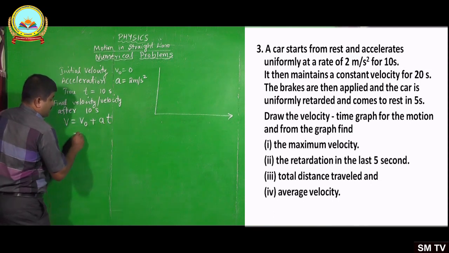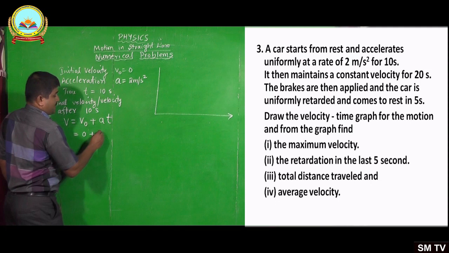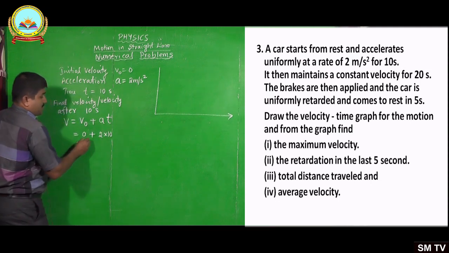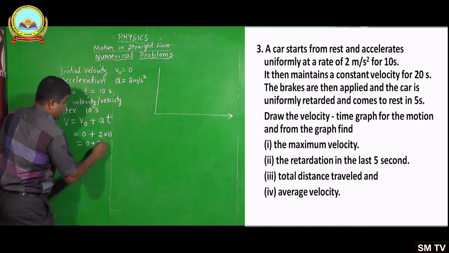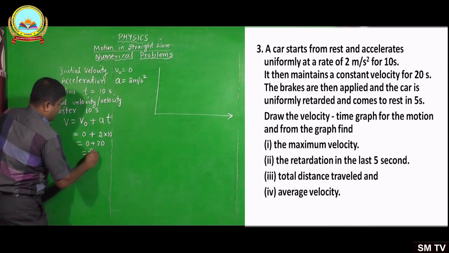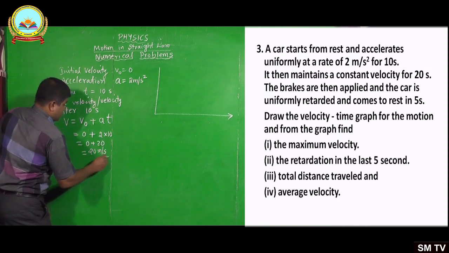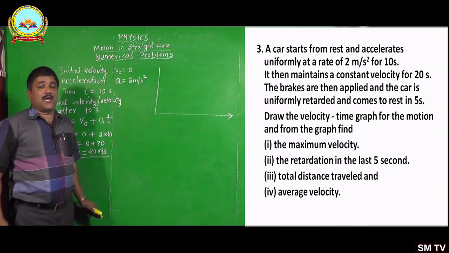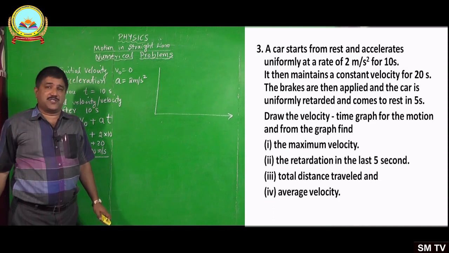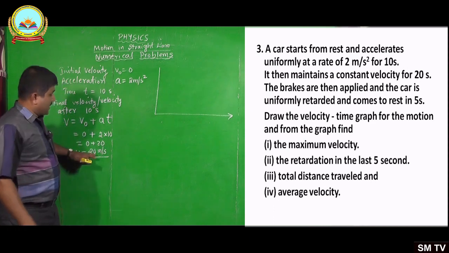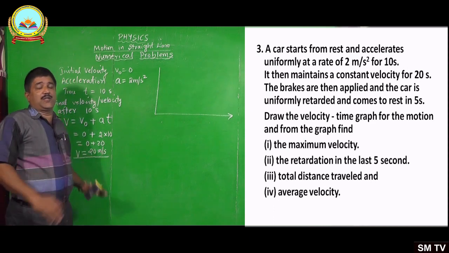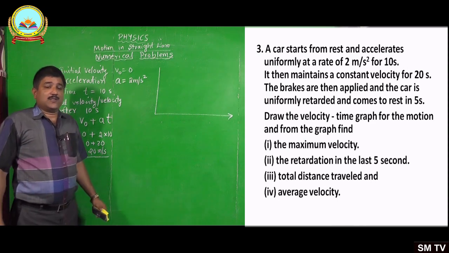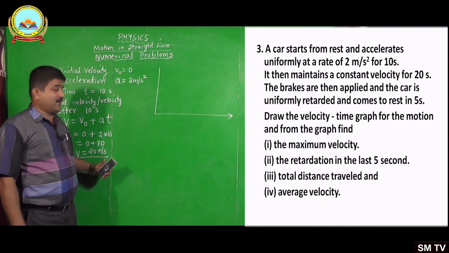So now substitution of the values: 0 plus a, acceleration is 2, then time is 10. So we get 0 plus 20, or it is 20 meter per second. So velocity of the car after 10 seconds is 20 meter per second. Then it maintains a constant velocity, means it is running at the same velocity without increase or decrease in the velocity for 20 seconds. Then lastly, for 5 seconds it is retarded.